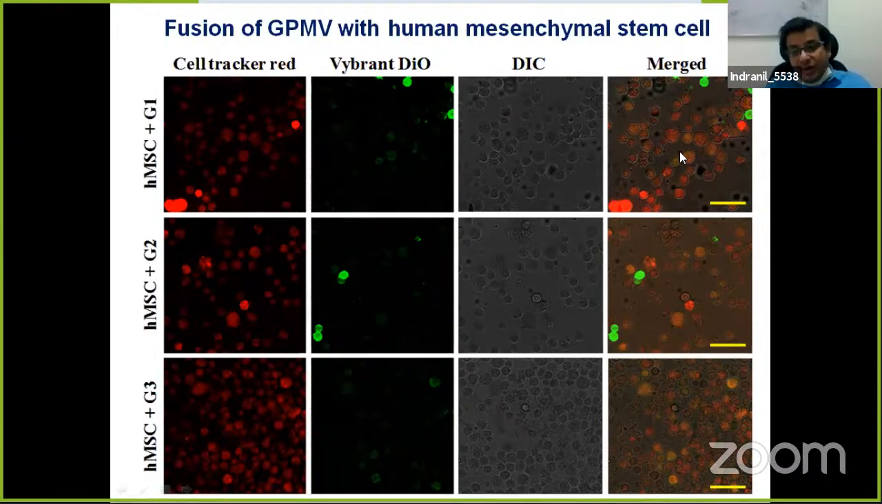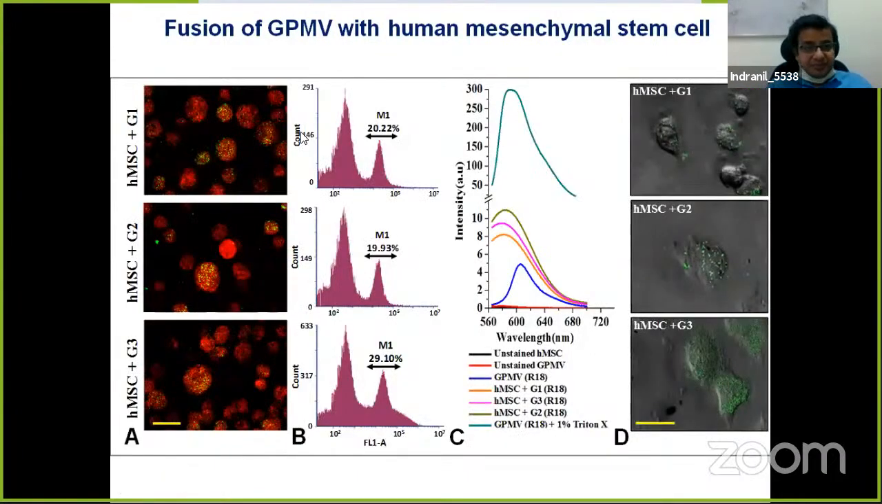But if you look closely, you find that the intensity and the frequency of such orange cells is not the same for all the cases. So there are different kinds of distributions. Then we tried to quantify it through FACS. When we quantified it, we found that the second population, which is purely this double-stained population, is 20.2% in one case, then 19.93% and 29.10%. So there is a certain distribution.